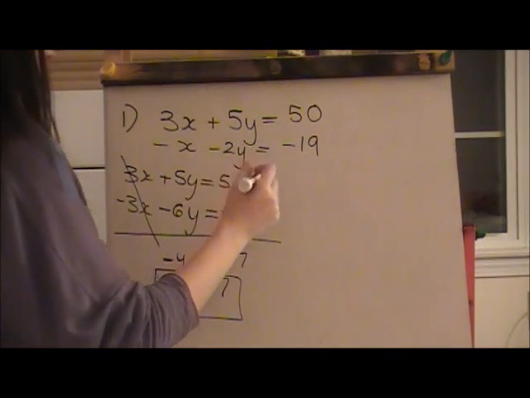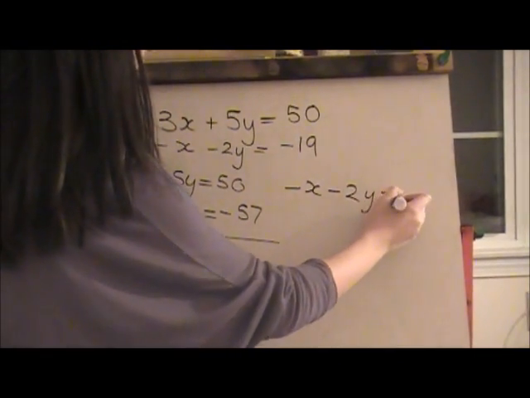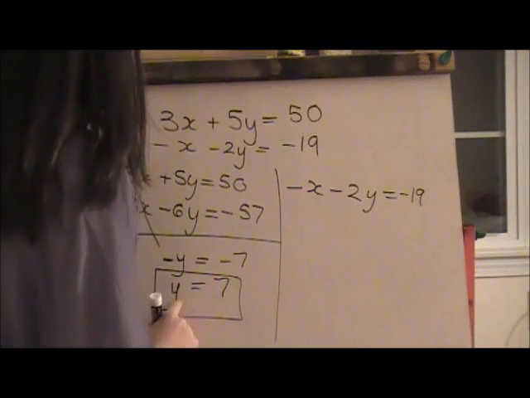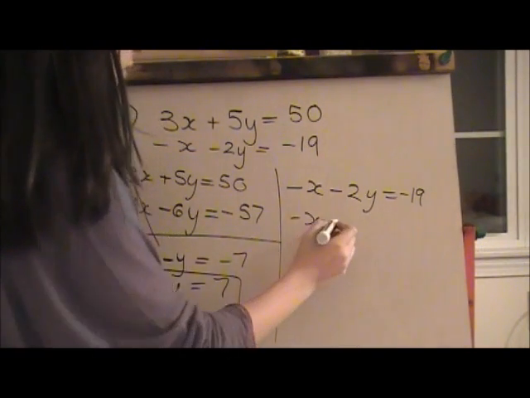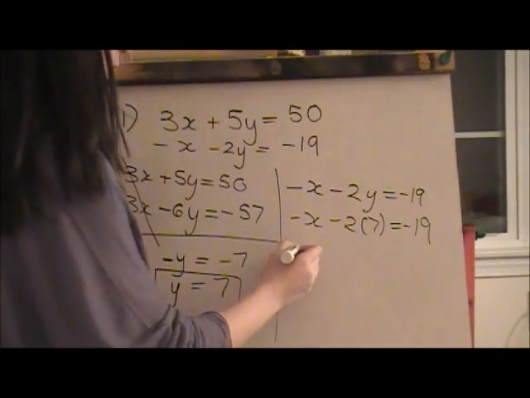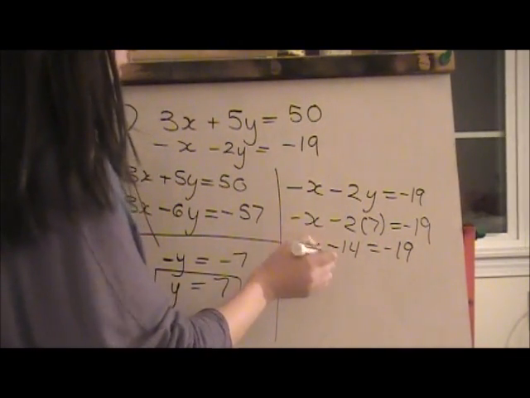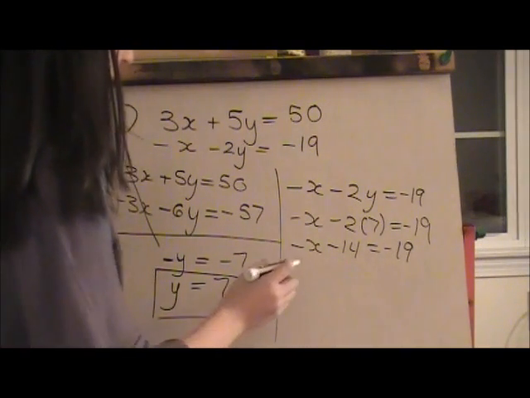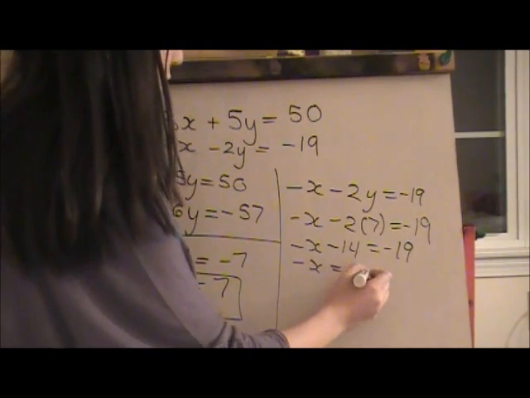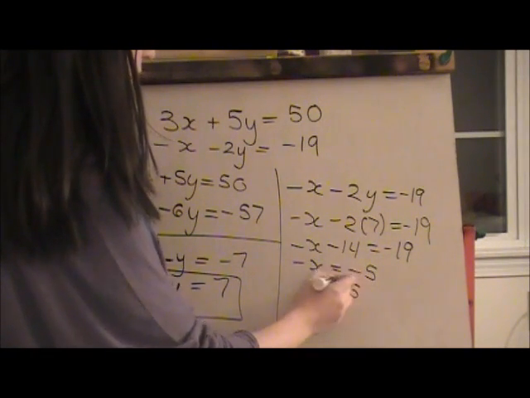So we get negative x minus 2y equals negative 19. I always like to rewrite the equation just so it's organized. We'll substitute 7 for y, so we get negative x minus 2 times 7 is equal to negative 19. That gives negative x minus 14 equals negative 19. We're trying to isolate x, so we'll add 14 to both sides of the equation. So negative x equals negative 19 plus 14, which is equal to negative 5. And then finally, this becomes x is equal to 5.